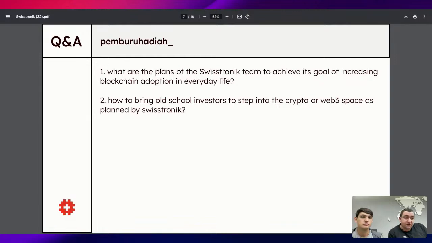And next question comes from Pemburu Haria. What are the plans of the Swisstronic team to achieve its goal of increasing blockchain adoption in everyday life? Actually, we are working with B2B clients every day and telling them that blockchain is the new thing and that they should move their operations there. However, we give them the compromise of not only doing everything in the centralized way, but having some points of centralization which they like and which give them some vision of the stability of the future, that they would be compliant, they will not have any problems with the regulators.